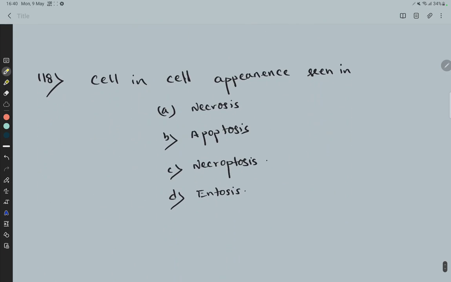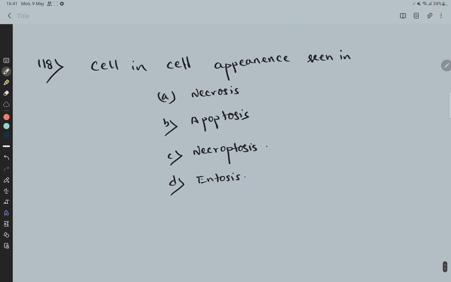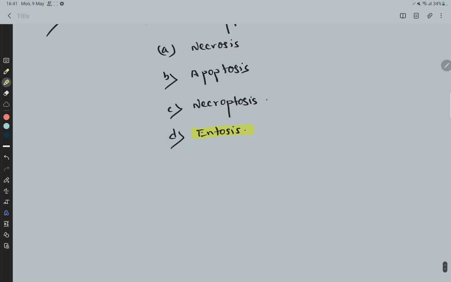Then question number 118: cell-in-cell appearance is seen in which process? Options are necrosis, apoptosis, necroptosis, and entosis, and the right option is entosis.